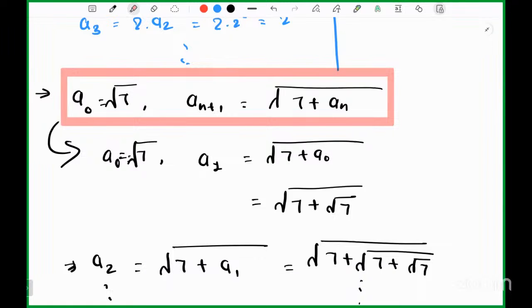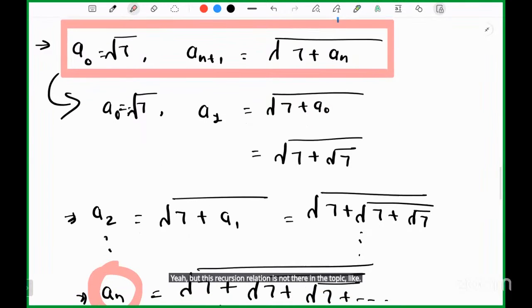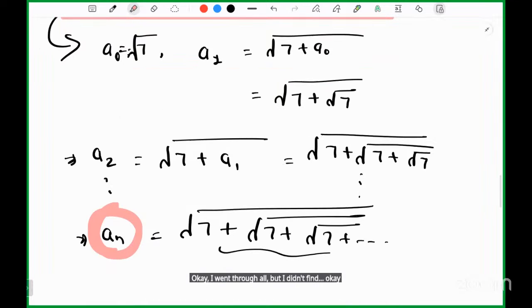Yes, but this recursion relation is not there in the topic, like in the videos. They haven't mentioned it in detail actually. But in the activity and practice, I think you may find some questions related to this. Okay, I went through all, but I didn't find. Okay, fine. Anyway.